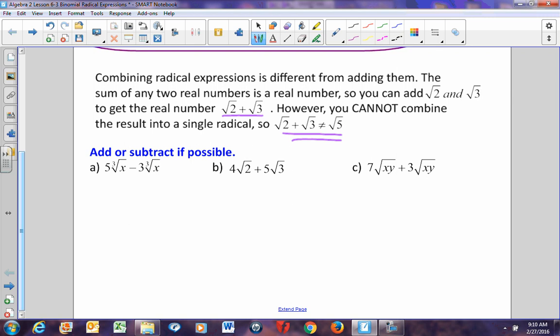We have 5 cube roots of x minus 3 cube roots of x. They both have the same radical, the cube root of x. So it's basically 5 minus 3 cube roots of x, and 5 minus 3 is 2, so 2 cube roots of x. And I'm done. Number 2, I have 4 square roots of 2 plus 5 square roots of 3. They're both square roots, but the square root of 2 and the square root of 3, so I cannot add them, so those cannot be added.